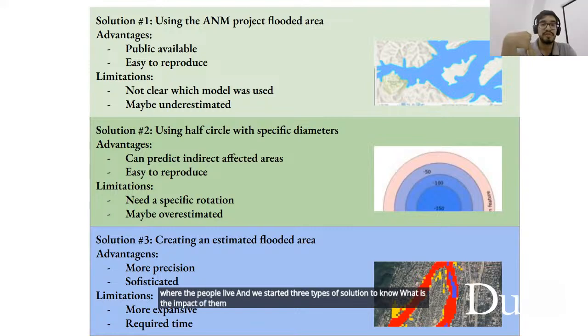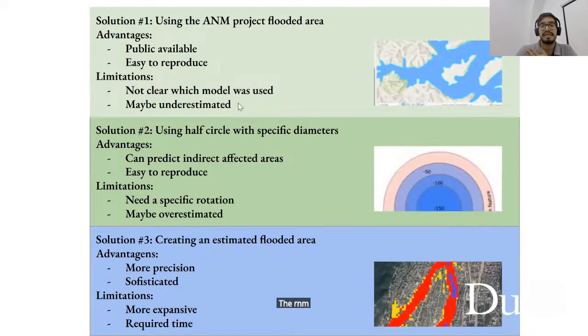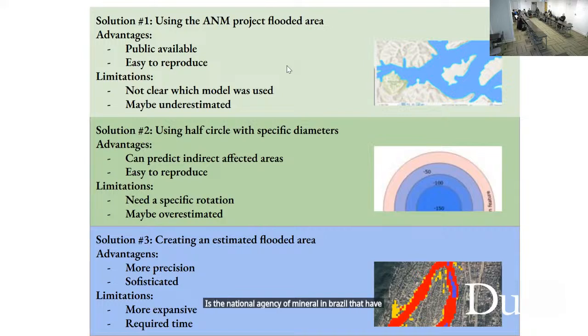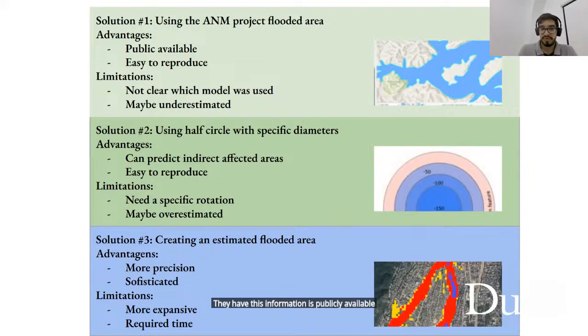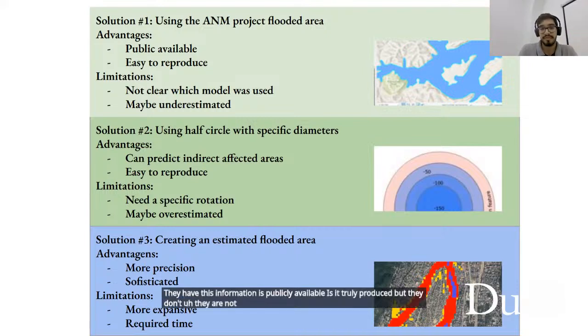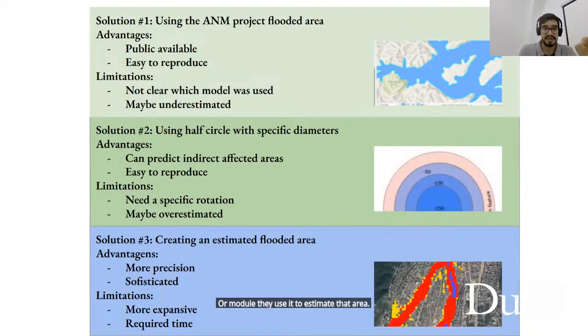The first solution is using the ANM. ANM is the National Agency of Mineral in Brazil that has all the information of the dams. They have projected flooded areas. So, where is the possible inundation area if a dam breaks? They have this information. It's publicly available, easy to reproduce, but they are not clear which method or model they used to estimate that flooded area.